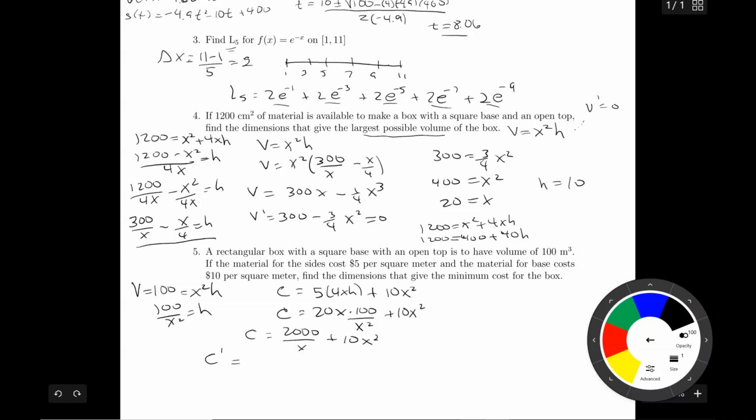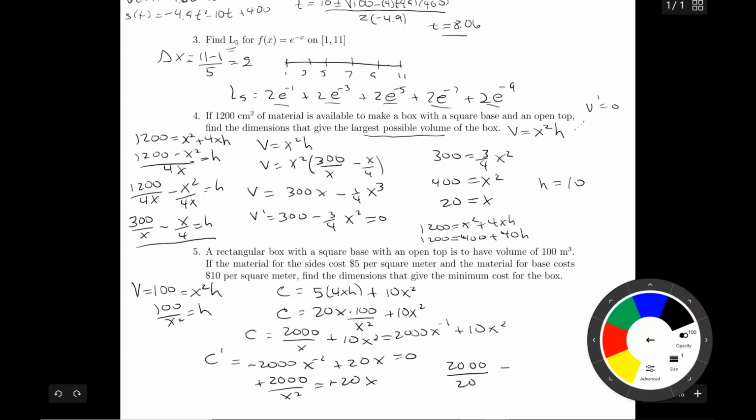Now I'm going to take the derivative. So you know that this is the same thing as saying 2,000 times x to the negative 1 plus 10x squared. So when taking the derivative, I get negative 2,000 x to the negative 2 plus 20x. Set that equal to 0. It can be useful to rewrite this in the denominator. And I'm going to move this to the other side. So they're both negative, so I'll make them both positive. And then let's multiply by x squared and divide by the 20.